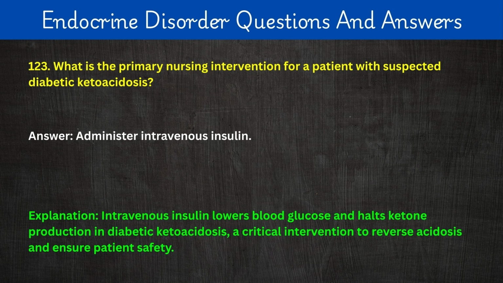123. What is the primary nursing intervention for a patient with suspected diabetic ketoacidosis? Answer: administer intravenous insulin. Explanation: intravenous insulin lowers blood glucose and halts ketone production in diabetic ketoacidosis, a critical intervention to reverse acidosis and ensure patient safety.